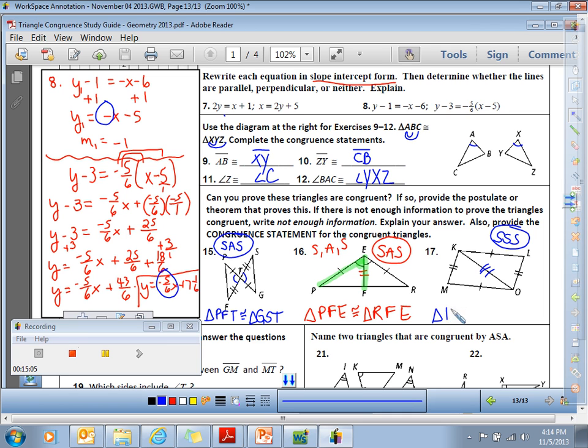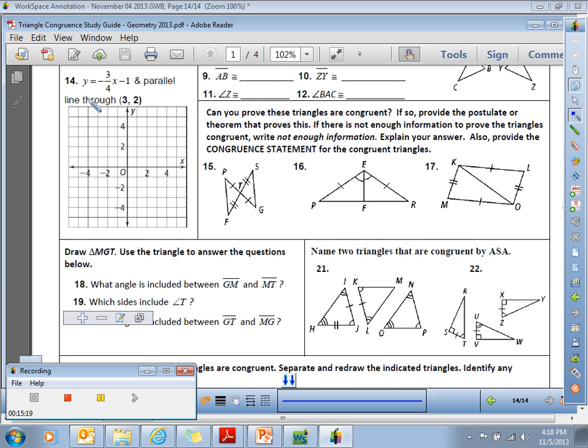The congruent statement, triangle KMO is congruent to triangle. K corresponds with O, M corresponds with L, and O corresponds with K. Okay, and then back to 13 is on the other video.